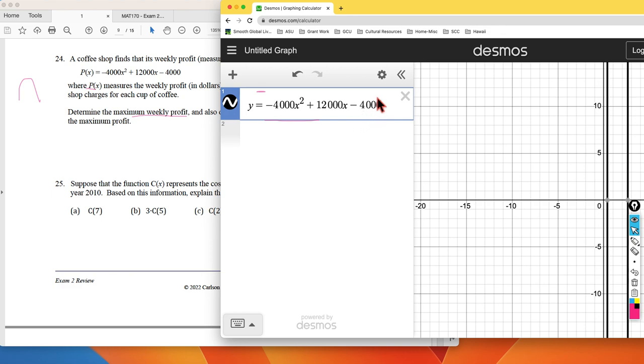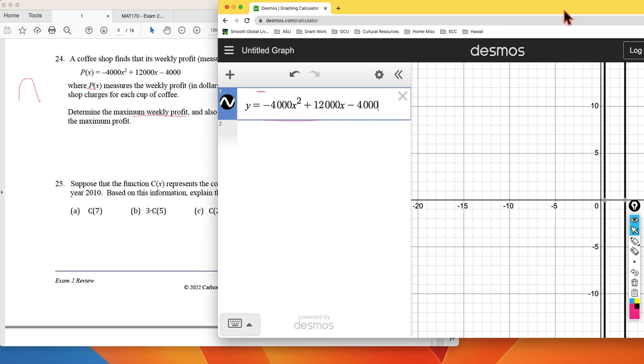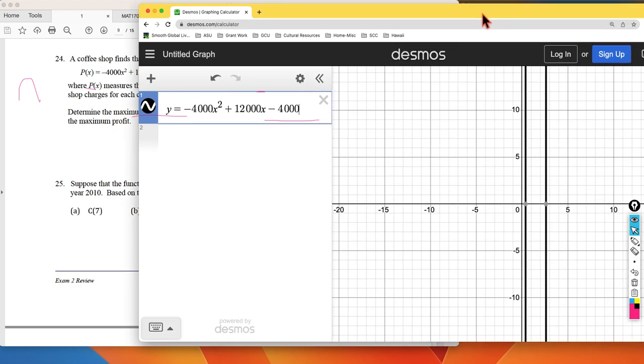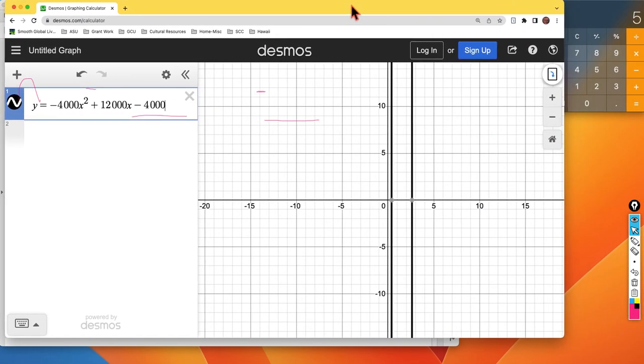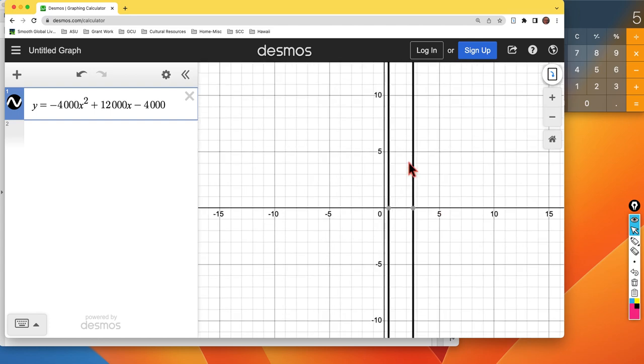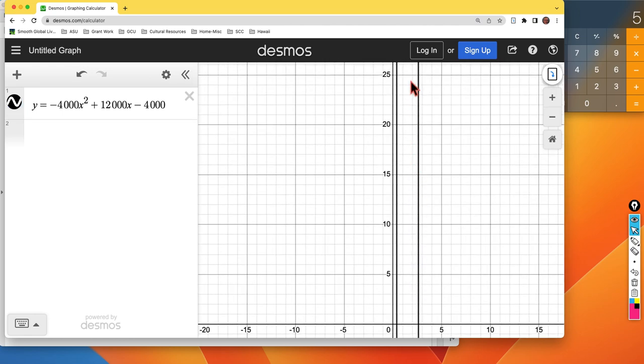Notice negative 4,000 is sort of the starting point. If I don't sell anything, it's going to cost me $4,000 a week. That's what that's saying. But it looks like I should price my coffee somewhere between 38 cents and $2.60, because those would get me a profit of 0. And as I look up, it's going to be way up at the top.